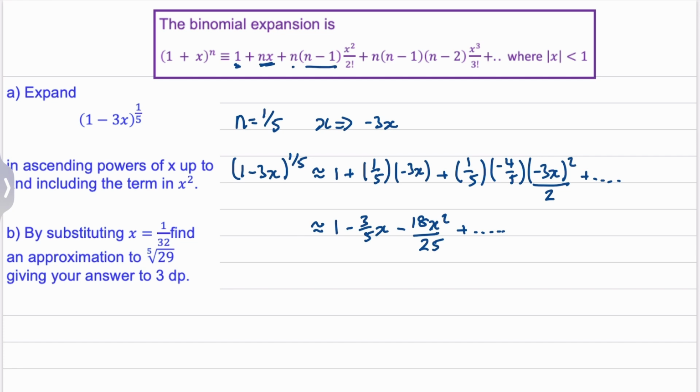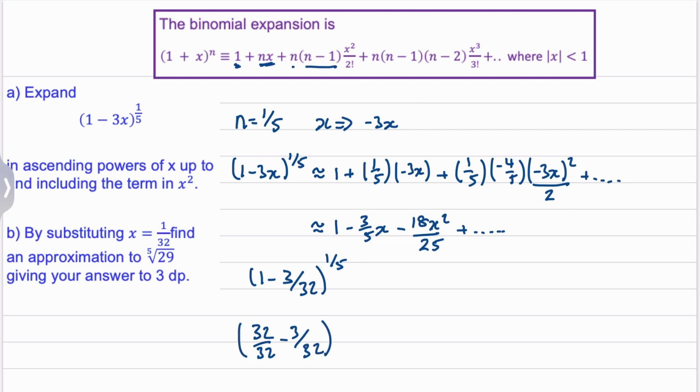And for part B, by substituting x equals 1/32, find an approximation to the fifth root of 29. So you can see we're looking at the fifth root, and we have the same here. The power of 1/5 is the same as the fifth root. So if we substitute in 1/32 into this x, then we'll get (1 − 3/32) raised to a power of 1/5. And this 1 is the same as 32/32.